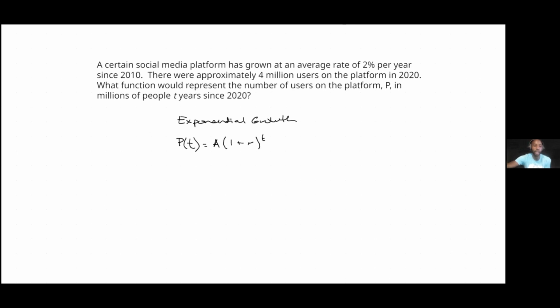Now, P of T is a population at time T. Then A is an initial population. I just put pop for short. R is a rate of growth. And then T is the time.